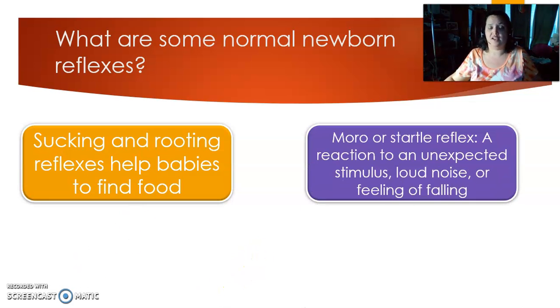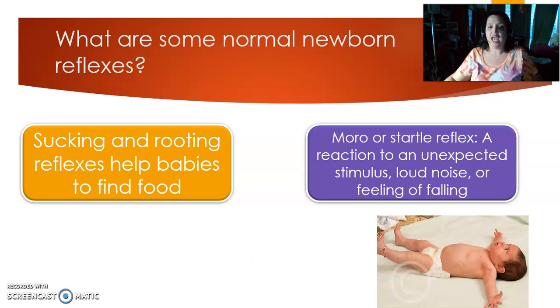The Moro reflex, also called the startle reflex, is a reaction to an unexpected stimulus, loud noise, or a feeling of falling. And babies generally react by flattening themselves out. They kind of arch their back. They put their arms and their legs straight out. If they're falling, for example, that spreading of their limbs would give them the chance to fall slower because they won't be as aerodynamic. Not that we want to go around dropping babies.